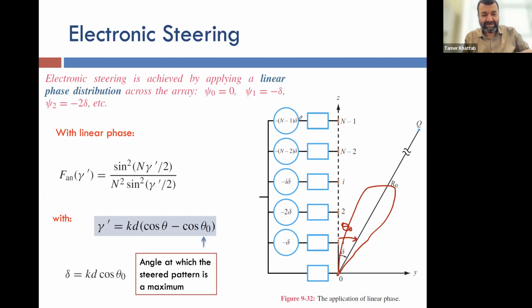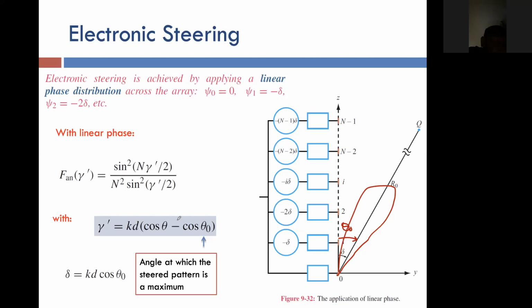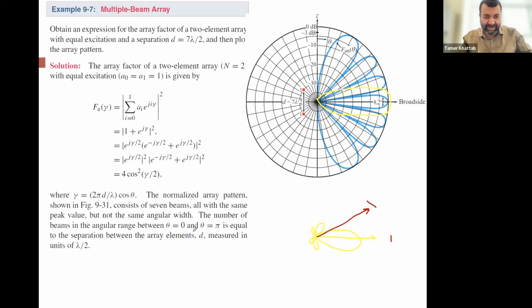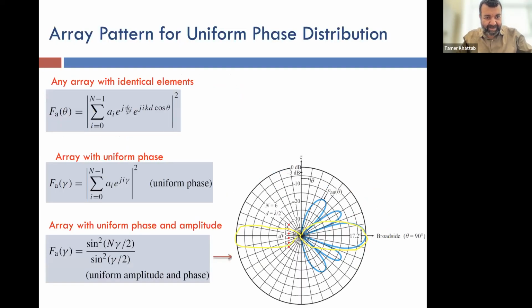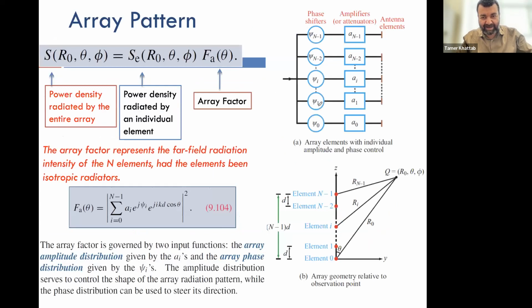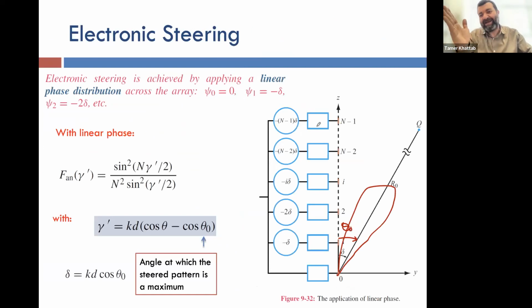So the delta that you see here is the representation of this psi. Remember there is a psi, right? There is a psi phase shift for each element. That psi becomes delta. So that's an angle in terms of phase shift. It has nothing to do with the actual spatial angle where the maximum direction is going to be. It's not the same. The relation between them is this. So this delta is your induced phase shift. This theta naught is the direction where you want the maximum to be.